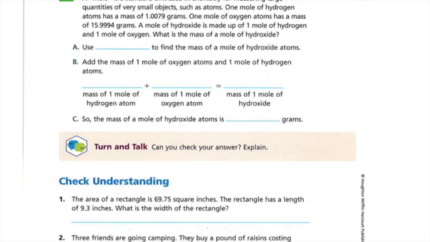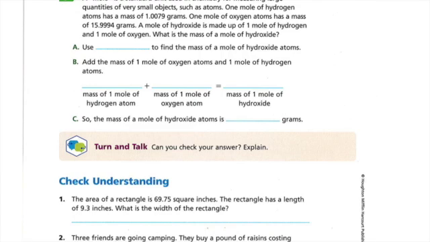This says a mole is a standard unit used in chemistry for measuring large quantities of very small objects, such as atoms. 1 mole of hydrogen atoms has a mass of 1.0079 grams. 1 mole of oxygen atoms has a mass of 15.9994 grams. A mole of hydroxide is made up of 1 mole of hydrogen and 1 mole of oxygen. What is the mass of a mole of hydroxide?